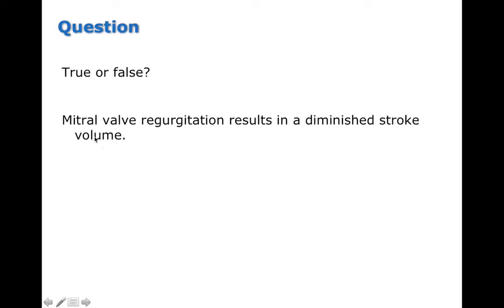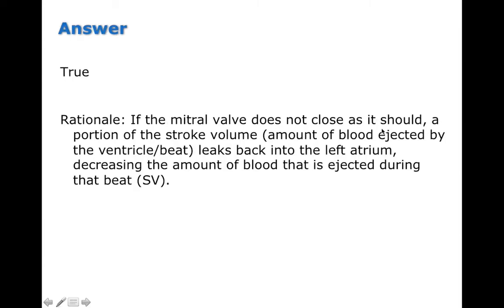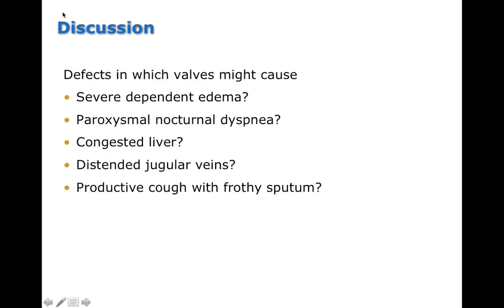So true or false here, mitral valve regurgitation results in diminished stroke volume. We said that that's true, right? Because if the mitral valve can't close fully, then blood's going to flow back into the left atrium, which is going to decrease stroke volume, which is going to decrease cardiac output. So this next discussion here is defects in which valves might cause these particular symptoms.